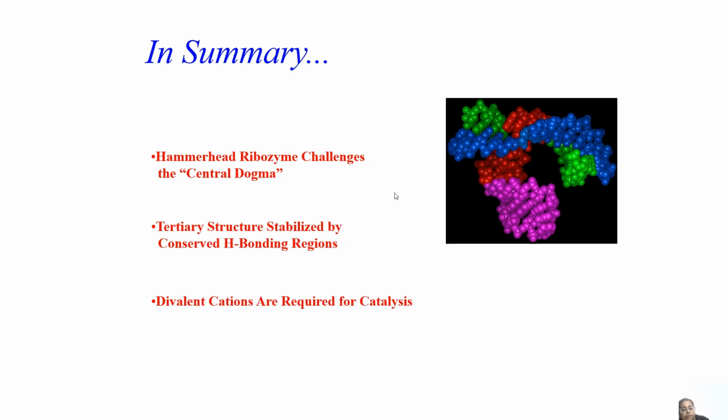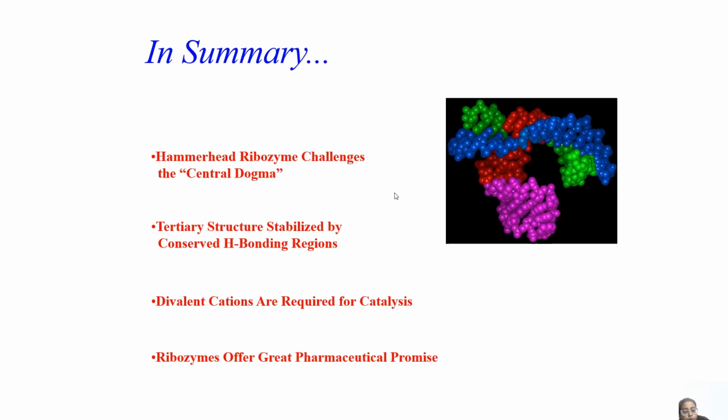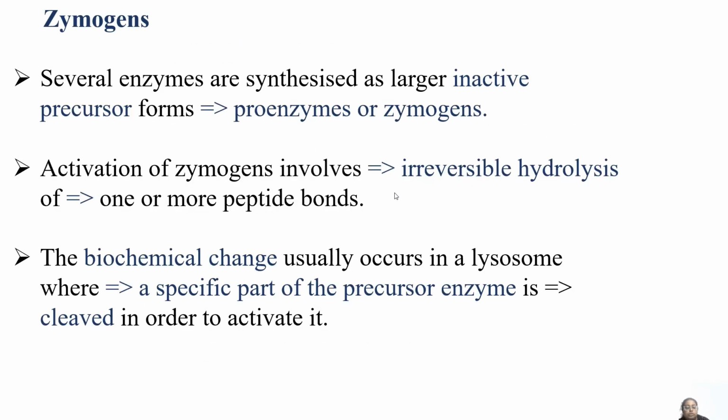Divalent cations are required for catalysis. And ribozymes offer great pharmaceutical promise. Now, what are zymogens? Several enzymes are synthesized as larger inactive precursor forms, proenzymes or zymogens. The activation of zymogens involves irreversible hydrolysis of one or more peptide bonds.